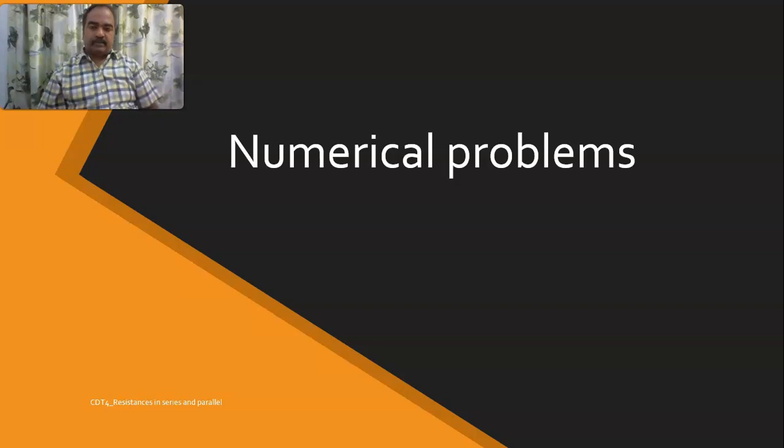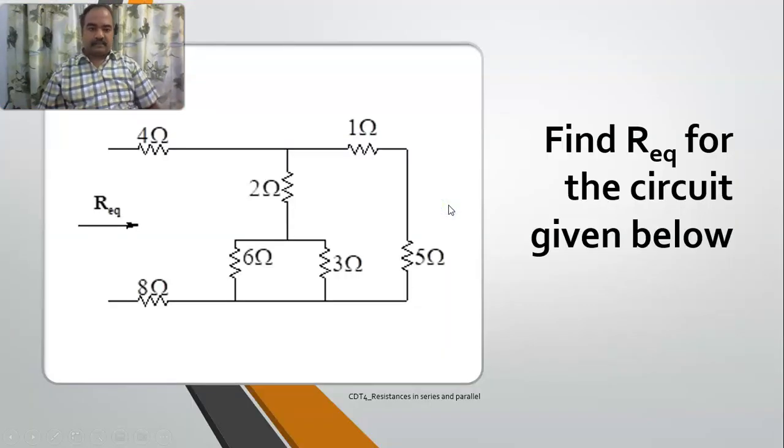Now, let's see numerical problems on resistances in series and parallel. Okay, so the first problem. See, there is a circuit which has been given for you, and you are supposed to determine R equivalent for this one. See, there are so many resistors: 1, 2, 3, 4, 5, 6, 7. You are supposed to carefully identify which of them are in series and which of them are in parallel. And then you should minimize the circuits.